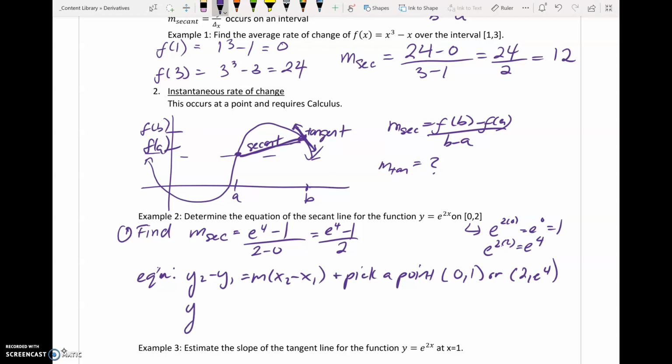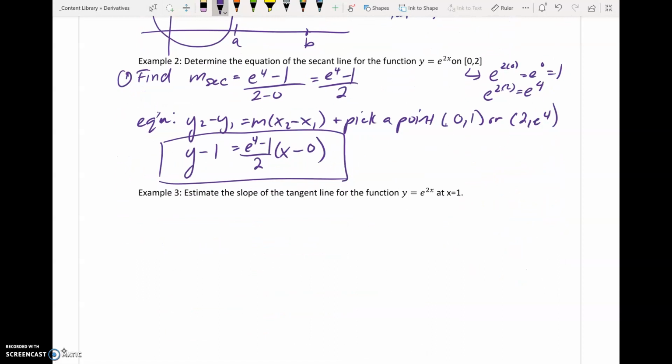So y we're going to leave alone just as our variable. So y minus, let's just pick this one, so that'll be 1 for our y value, is equal to our slope, which is e to the 4 minus 1 over 2. We're going to leave our x as just a variable, and then our x1 is going to be 0. So that's going to be the equation of our secant line, and we can just leave it like that. You can also simplify it, but it's not necessary.